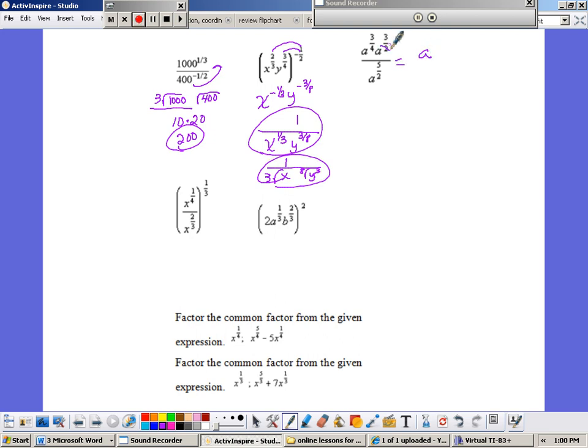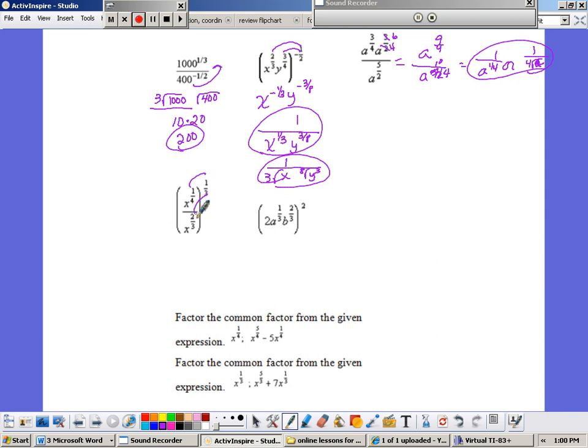Bases match, add the exponents, so I need to change this. So I get 8 to the 9/4 over 8 to the 5/2. This needs to change to 4ths, 10/4. So if I have 9/4 on the top and 10/4 on the bottom, I'll be left with 1/4 on the bottom, or 1 over the 4th root of a. And that is an a.